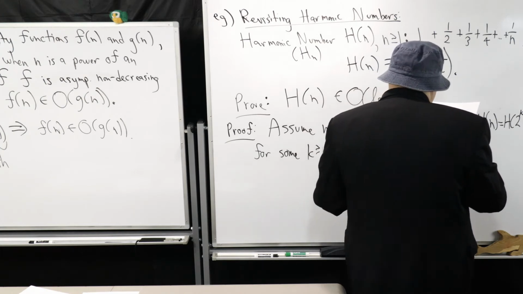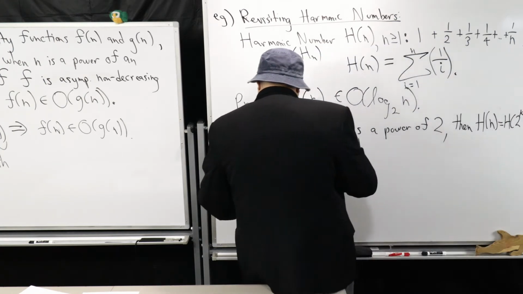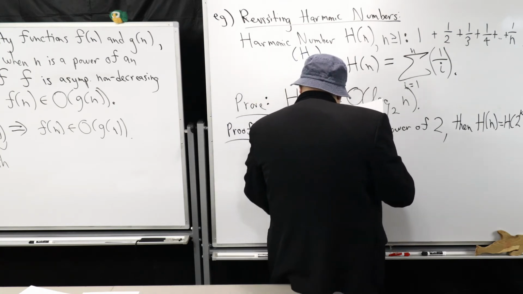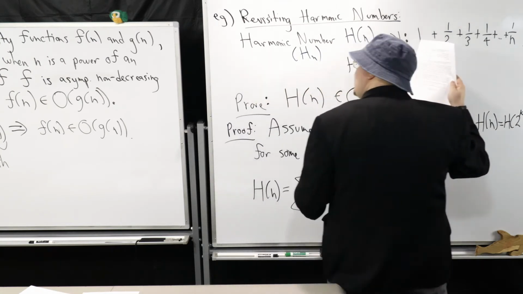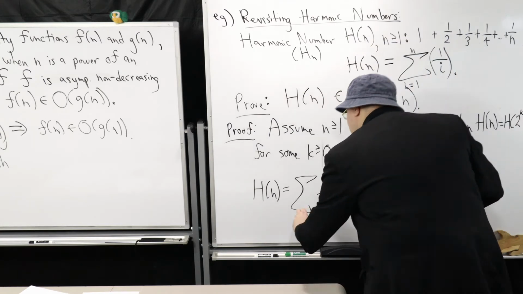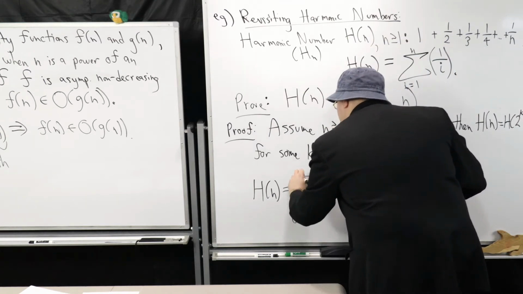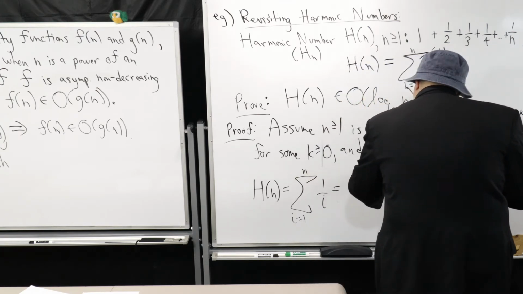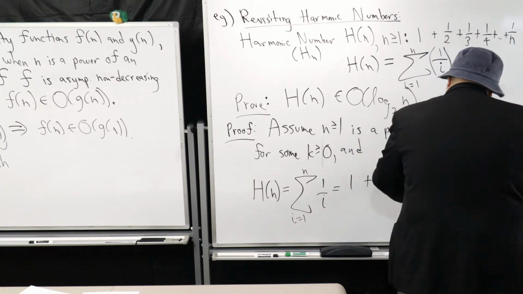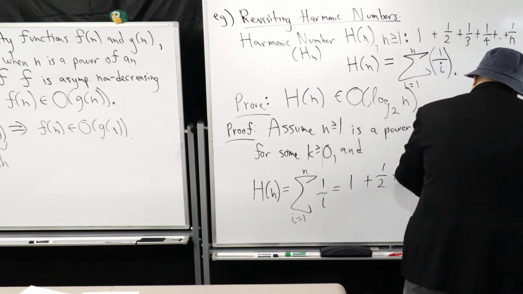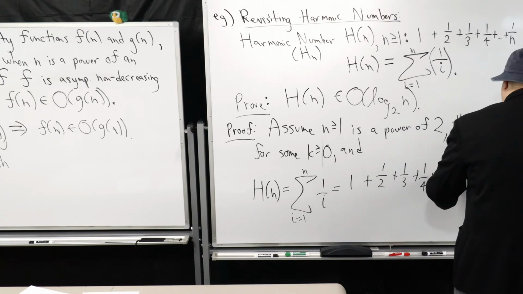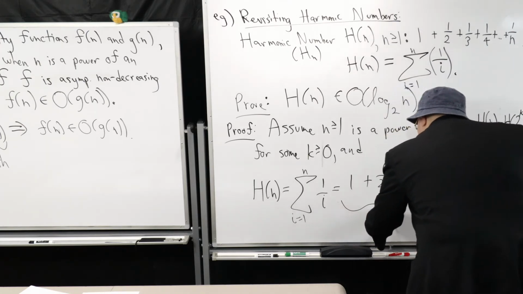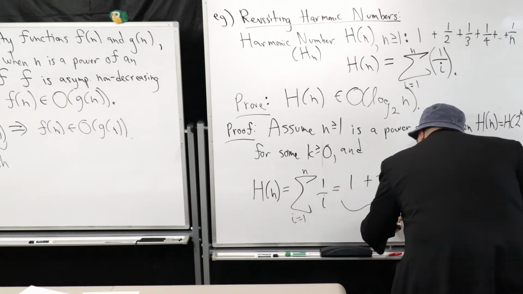And now this is the great part. I can rewrite it like this. H of n is equal to the sum, and I'm just going to use the definition of what a harmonic number is, from i equal to 1 to n, which is all going to be equal to 1 plus 1/2 plus 1/3 plus 1/4, all the way up to 1 over 2 to the power of k. So this sum right here is h of 2 to the power of k.